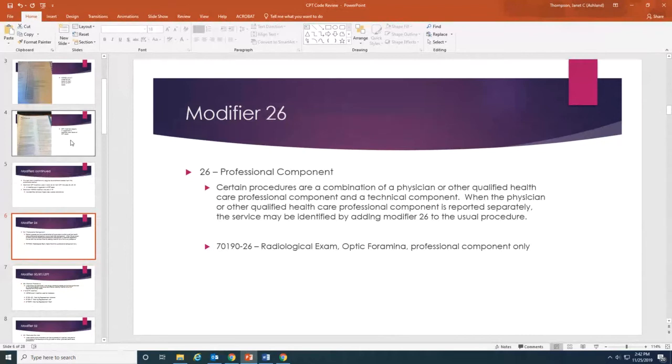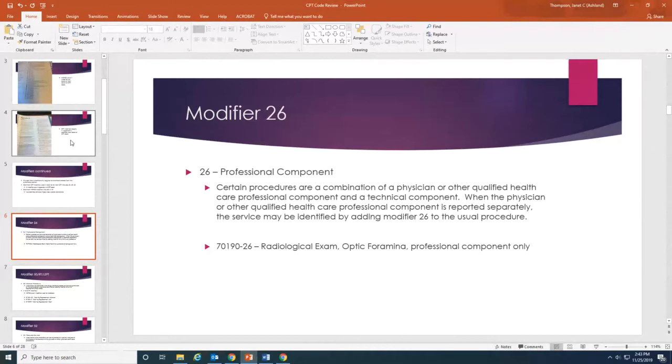Let's look at modifier 26, professional component. We talked about this with radiology and pathology. This is for a physician's time and skill to interpret results. So it's not a bill for the technical component that went into getting those results, like somebody running a radiology machine, putting film in it, a technician that's trained to run it. This is the professional service of a doctor rendering his or her opinion on results.